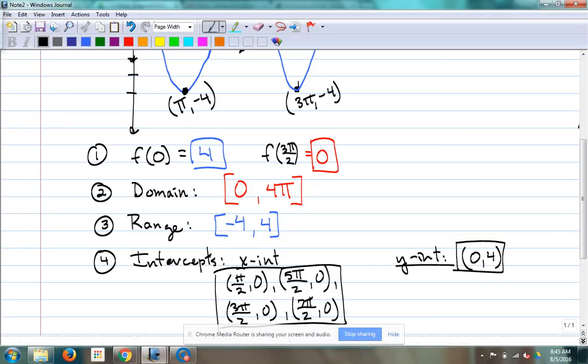Trying to find where it crosses the x-axis for those intercepts. Y-intercepts, X-intercepts, very important points when you talk about a function.